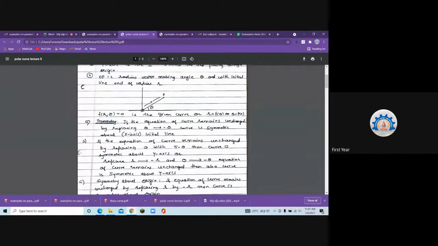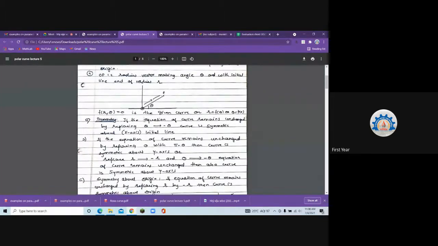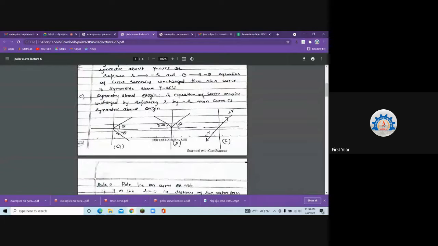So then what about y-axis? I told you this in case of parametric curve also, t replaced by pi minus t. So here also theta replaced by pi minus theta will be one condition for symmetry about y-axis. Or there are two other ways: replace r by minus r and theta by minus theta. Let me show you that also. This is one, theta replaced by pi minus theta.